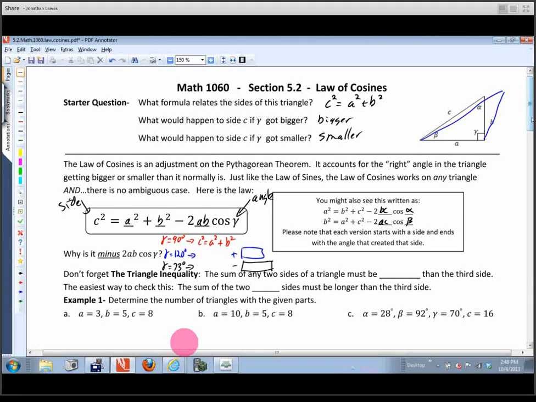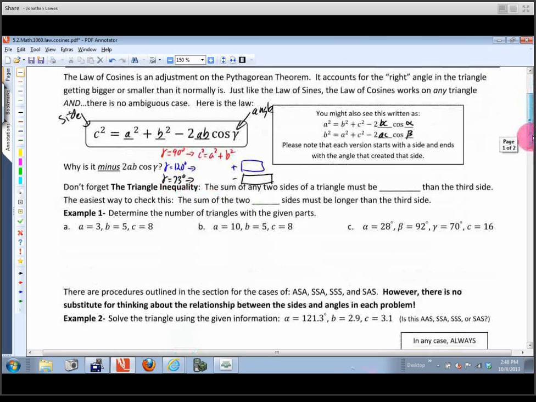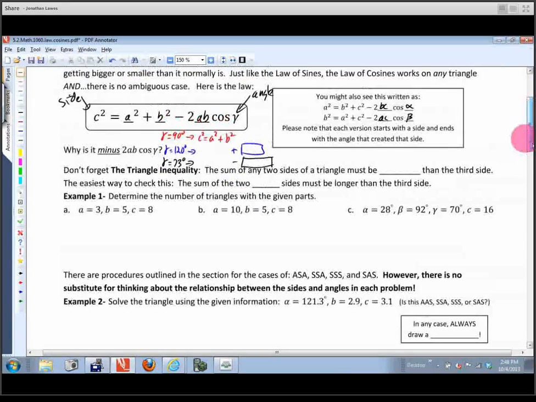And then one thing that you want to be careful of in this section is they're going to give you some problems where they say, do you have enough information to solve this? Do you have enough information to even make a triangle? Or does the information lead you to a triangle? And for that, we don't want to forget something called the triangle inequality. If you've forgotten that from geometry, it says the sum of any two sides of a triangle must be greater than the third side. So if you take any two sides of a triangle, add them up, they've got to be greater than the third side. Well, the easiest way to check this is to do this.